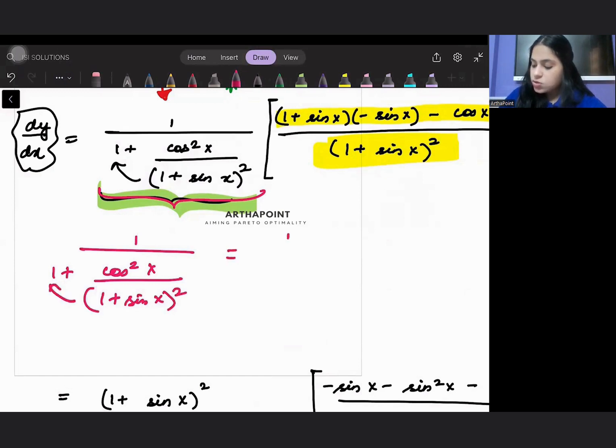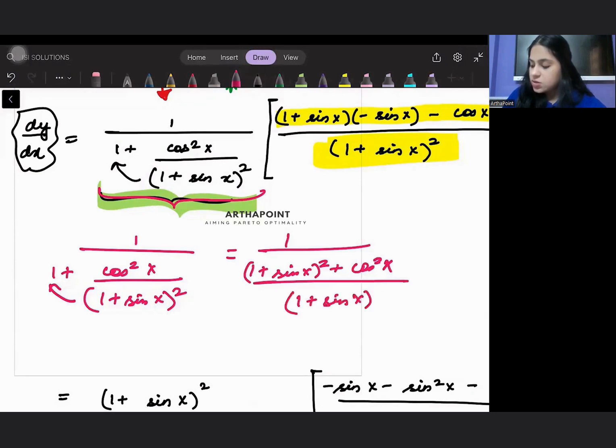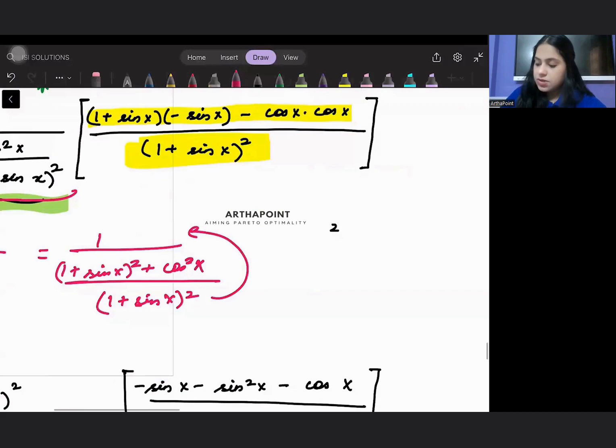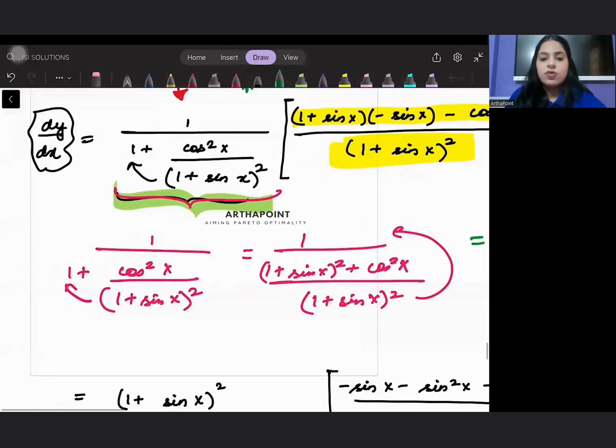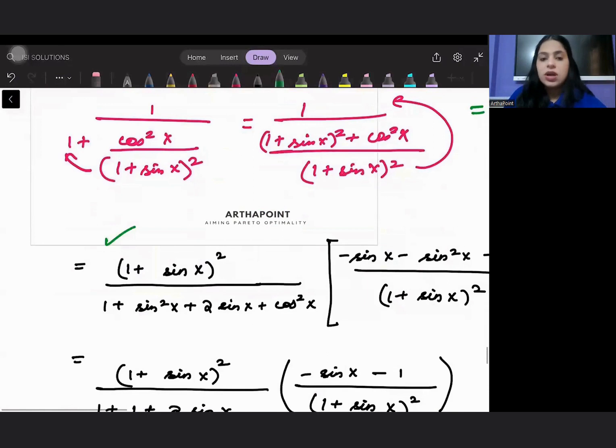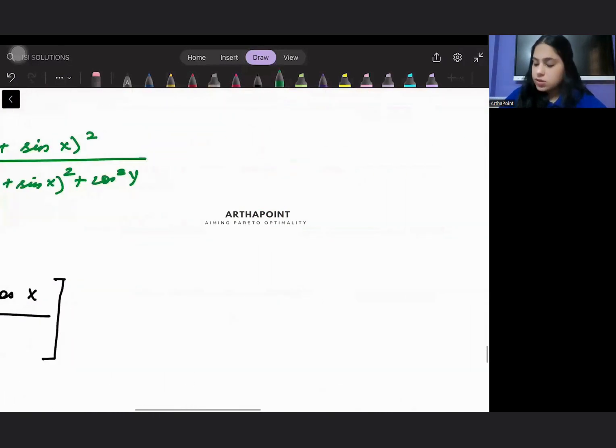So this will go here. So this will be 1 upon 1 plus sin x whole square plus cos square x upon 1 plus sin x whole square. And then this will come here, beta. So this is going to be equal to 1 plus sin x whole square upon 1 plus sin x whole square plus cos square x. So if you notice here, this is what is written here. And then you can just open up the denominator.